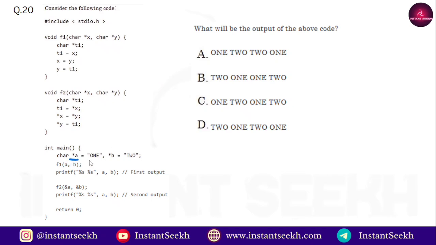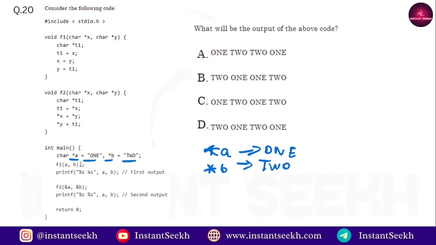A character pointer is there, which is initialized to 1, and character pointer B is there, that is initialized to 2. A is initialized to point to the string 1. Basically, A will be pointing to string 1, and B's pointer will be pointing to 2. I hope this is clear.